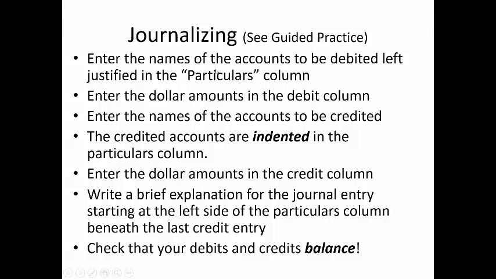Next thing we're going to do is list the names of the accounts to be debited in the particulars column. These are going to be left justified, and then the amounts for those debit accounts are going to go in the debit column. The next thing we're going to do is list each of the credit accounts. They are going to be indented slightly in the particulars column. And again, we'll see how that works. We will then list the dollar amounts in the credit column. And then we will write a brief explanation for the journal entry in the particulars column. The last thing we do always is make sure that our debits and our credits balance. If they do not, we must not move ahead or leave it alone.